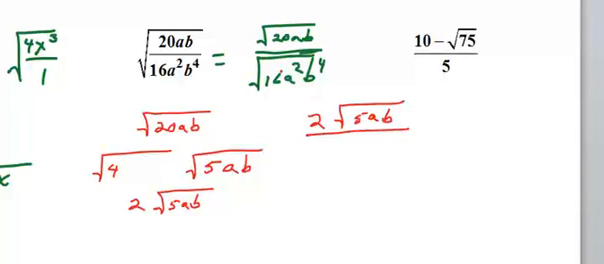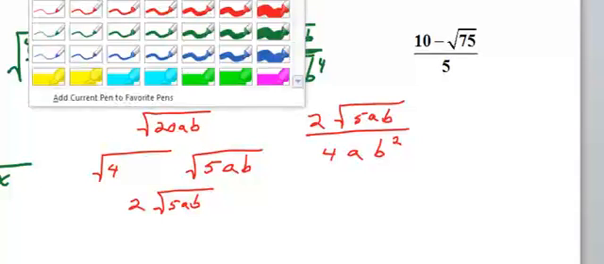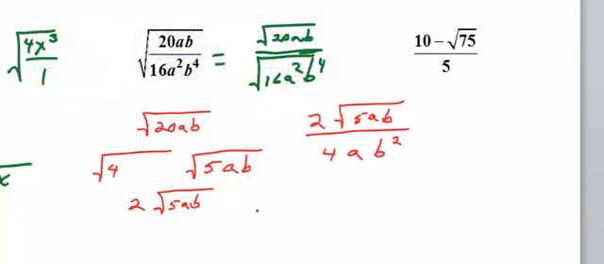And now the denominator, well, they're all perfect squares, so we should be able to take the square root. The square root of 16 is 4. The square root of a squared is just a. And the square root of b to the 4th, well, half the exponent is 2. Now that we've simplified our radicals, we want to simplify the fraction. This is a common factor of 2.